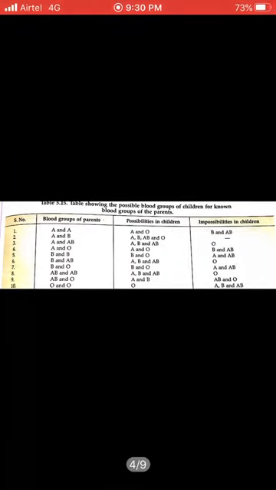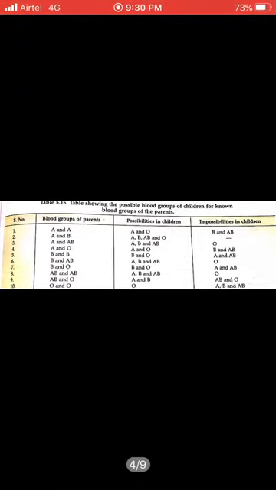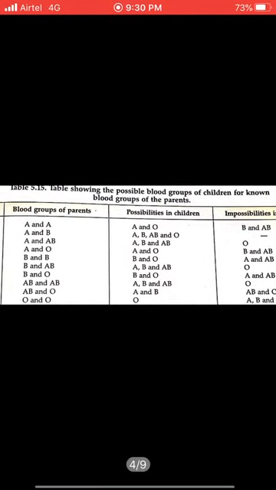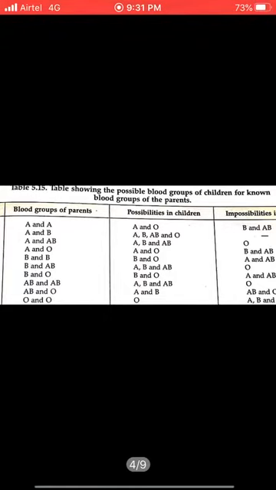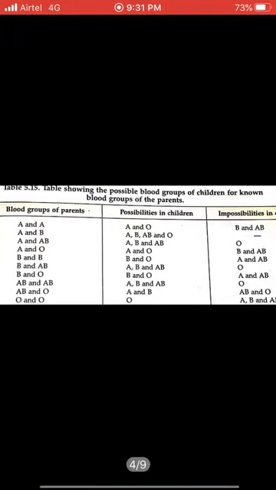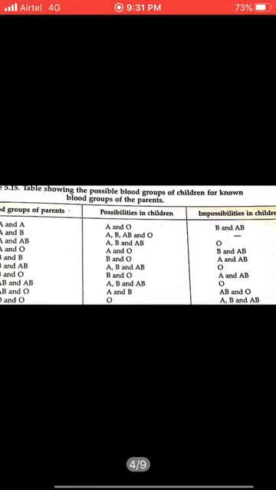Now here is a table which is showing the possible blood groups of children from the known blood groups of the parents. It is basically the same thing which I told you in the previous slide. If the blood groups of the parents are A and A, the possibilities for the children will be A and O. Why is O there? In case the parents are having a recessive O, which can be expressed in the F2 generation, that's why it is O. So chances of O will be there. The impossibility will be B or AB, as there is no antigen B, so it is impossible that the blood group will be B or AB.